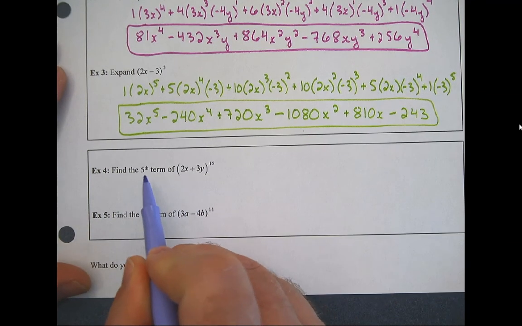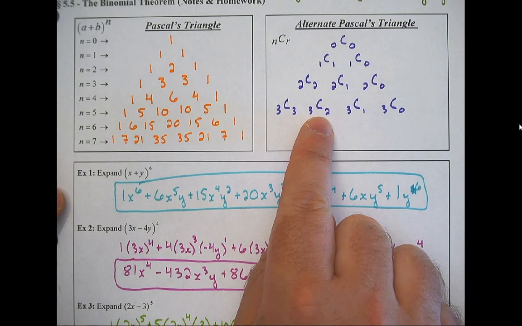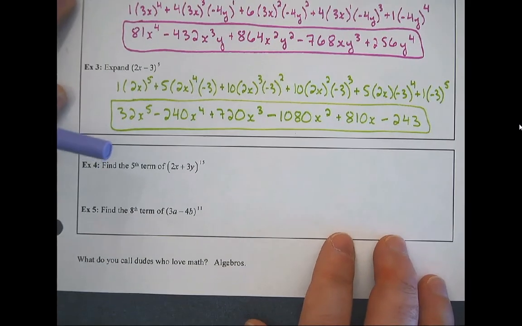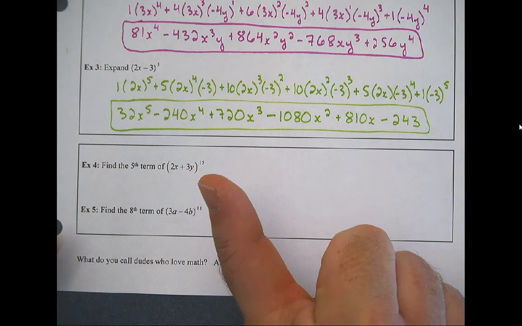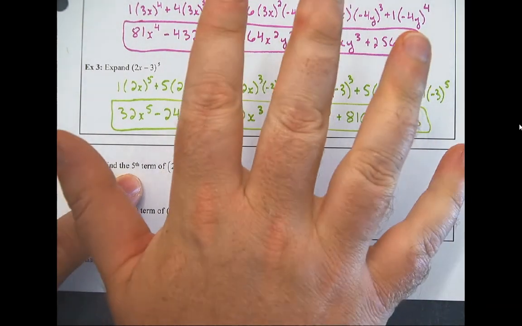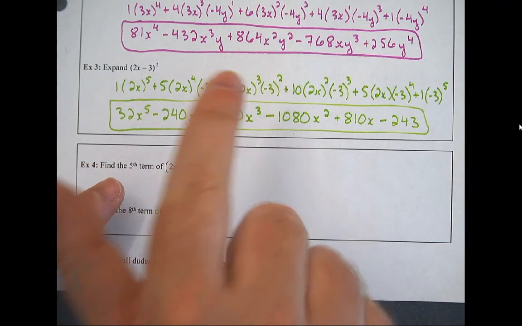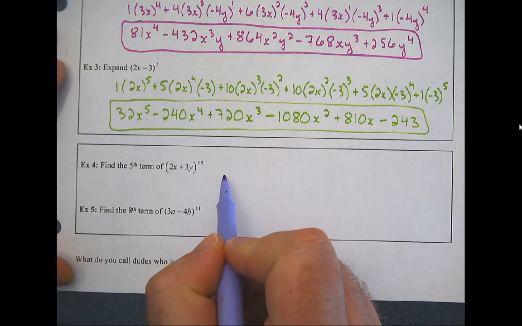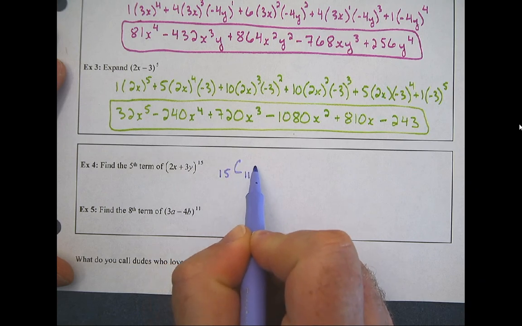But I want to go to the 5th term. So the first term would be 15 choose 15. Then it would go to 15 choose 14, 15 choose 13, just like this went down by 1 each time. I'm going to count on my fingers how many I'm going to have. 15 choose 15 is the first one. I want the 5th term, so I should have 5 fingers up. 15 choose 15, 14, 13, 12, 11. So the 5th term would be 15 choose 11.